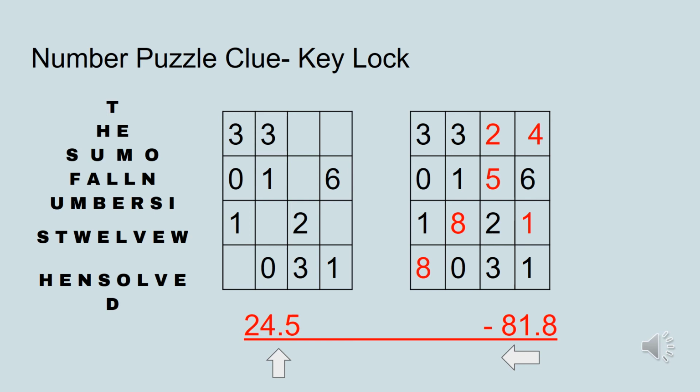Once those are plugged into the spaces below, there are decimals and arrows. These indicate coordinates, so 24.5 degrees north and negative 81.8 degrees west.